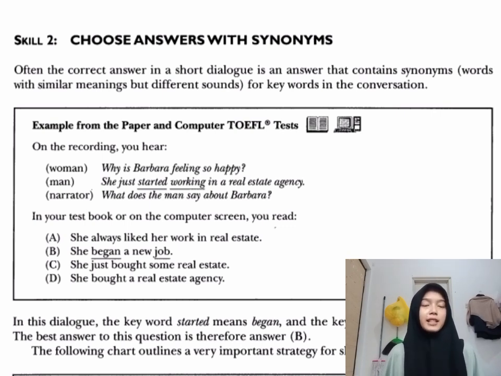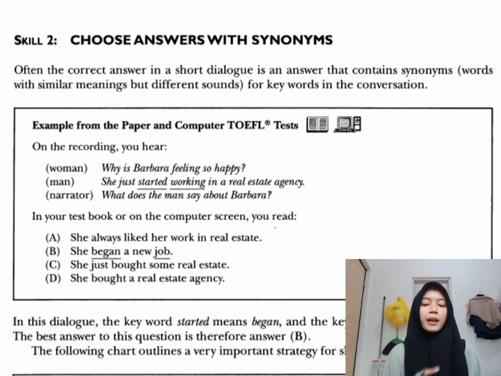For example, these 2 sentences: Zidni has to do her homework. And the second sentence is, Zidni has to do her assignment. So assignment and homework have a similar meaning but different words, right? And then we're going to go on to the example.